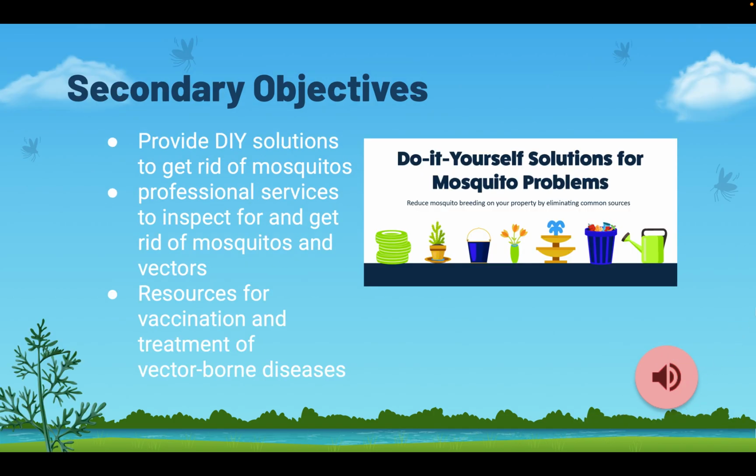The secondary objectives of this program include providing DIY solutions to get rid of mosquitoes in-home, as well as professional services to inspect for and get rid of mosquitoes and other vectors. They also provide resources for vaccinations and treatment of vector-borne diseases.